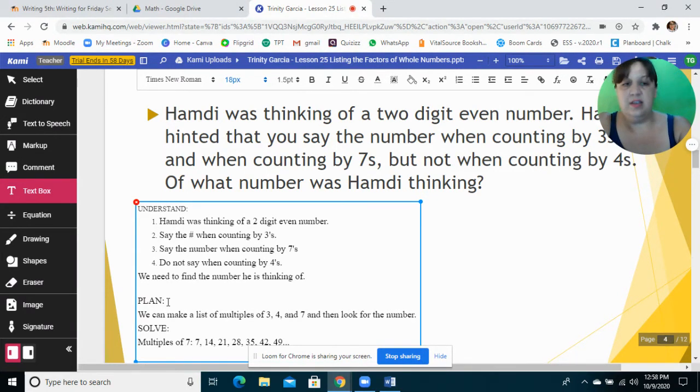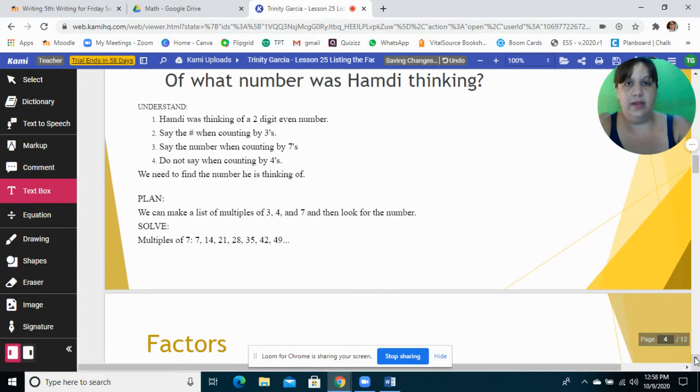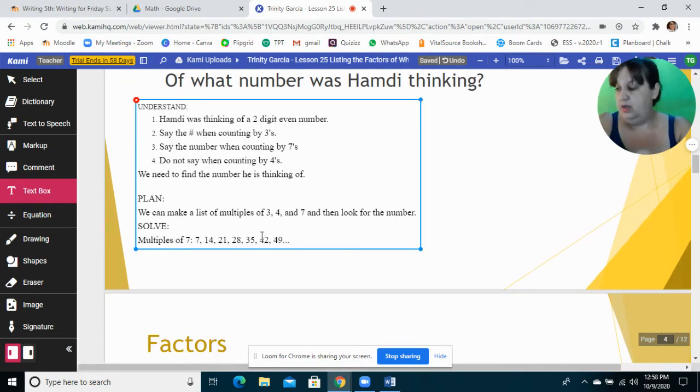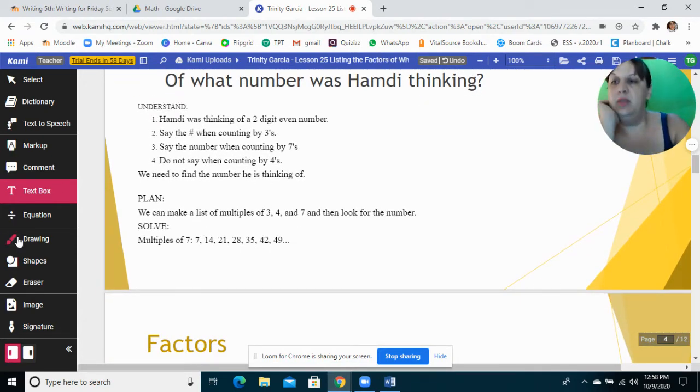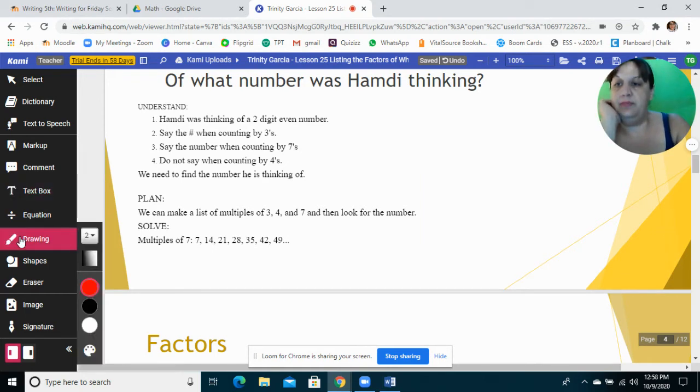Which of these numbers could we eliminate quickly? Which numbers could we eliminate quickly? Well, we can eliminate all the numbers that are a 1-digit number and all of the odd numbers, right?